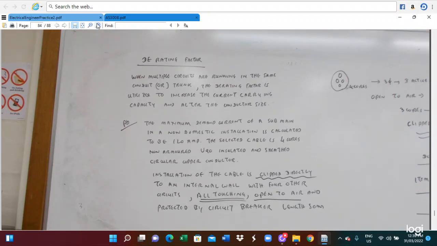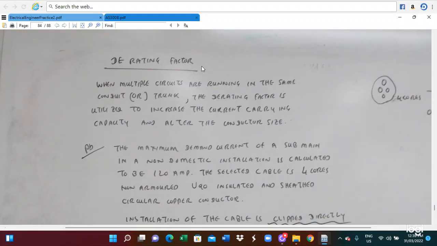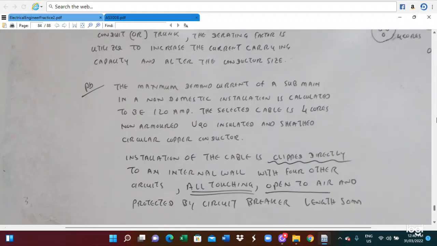And this one is the derating factor. When multi-phase circuits are running in the same conduit or trunking, the derating factor is utilized to reduce the current carrying capacity and to alter the conductor size. Because all the multi-phase circuits run in the conduit, they produce induced voltage, because of the magnetism inducing the induced voltage. So this induced voltage will increase the current. This is why we have to change the cable size. We have to select a bigger cable size. Okay, so based on this, we select this problem here.